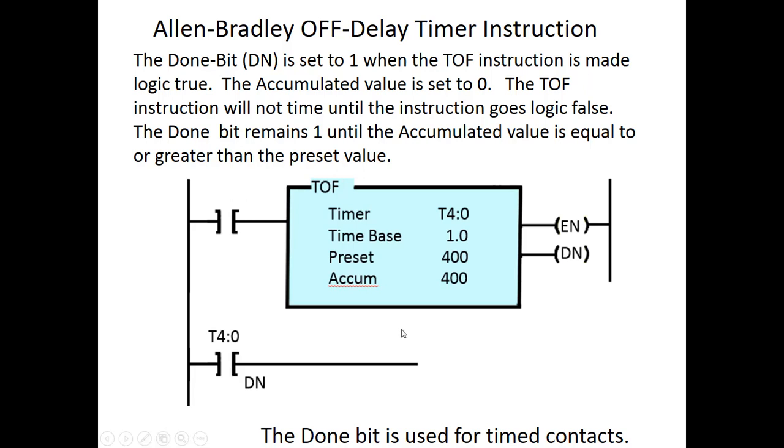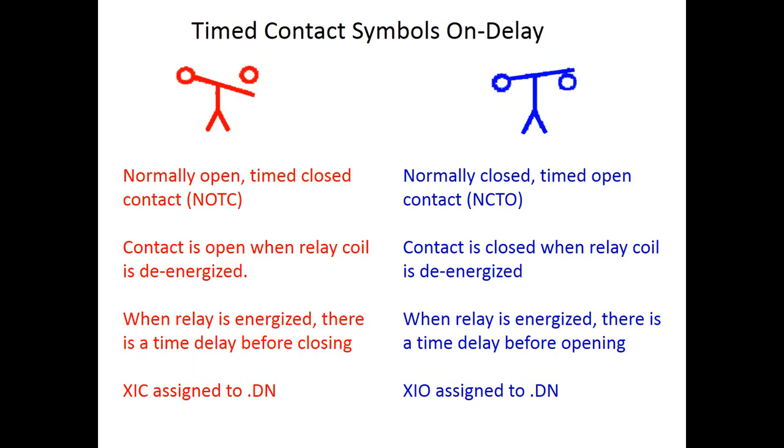Very, very similar to the way that the off delay timers worked in 131 for pneumatic timer. Here's our time symbol contacts for an on delay. So we had normally open time closed, and if you want to use a normally open time closed, then you have to take an XIC and assign it to a done bit. So think about that. An XIC assigned to a done bit. That is going to be represented by an open contact, and then that open contact assigned to a done bit.